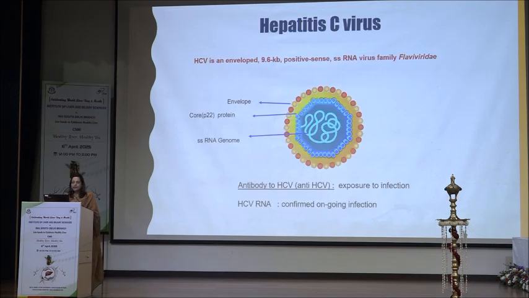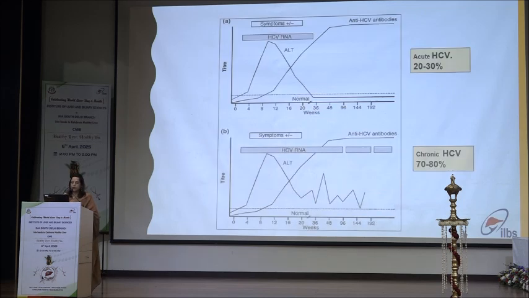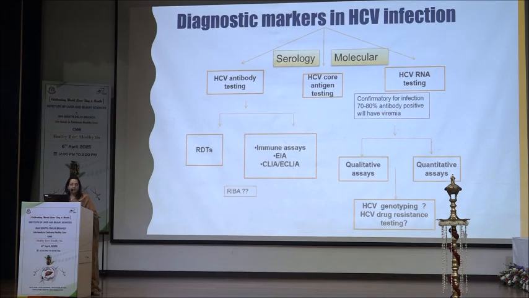Coming to the C virus, it is an RNA virus, very simple. Antibody to HCV tells you about exposure. This antibody is not protective, but anti-HCV is a marker of infection, and RNA tells you if there is an ongoing infection. Acute HCV is very, very rare and difficult to see because it's asymptomatic. RNA is cleared within 6 months on its own, which occurs in only 20 to 30% of cases. In 70 to 80%, HCV will persist and become a chronic HCV infection.